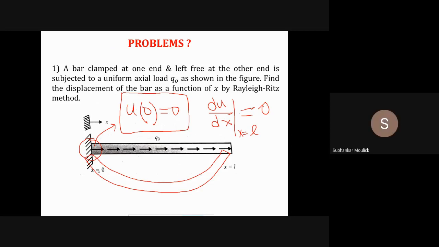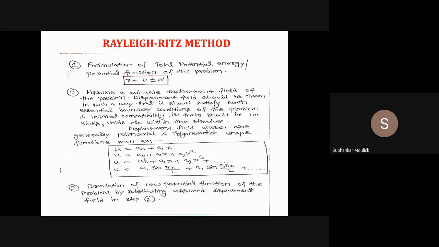Polynomial, because here, due to application of this traction force, there will be no bending of this bar, so no need to go for a trigonometric function, and that too this bar will be displaced in one direction, that is the x direction. So let us choose a polynomial function for that, and let us choose a higher order polynomial. You can choose a linear polynomial function also, but your result will be less accurate.